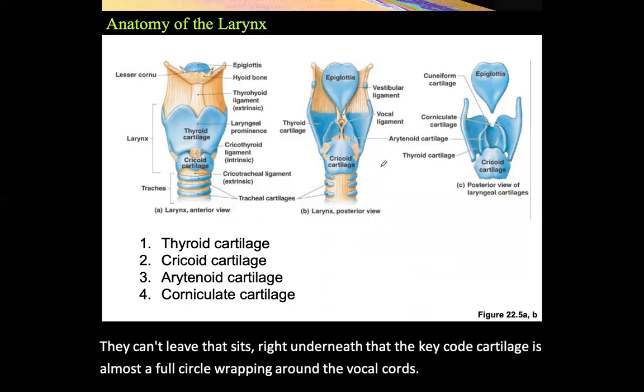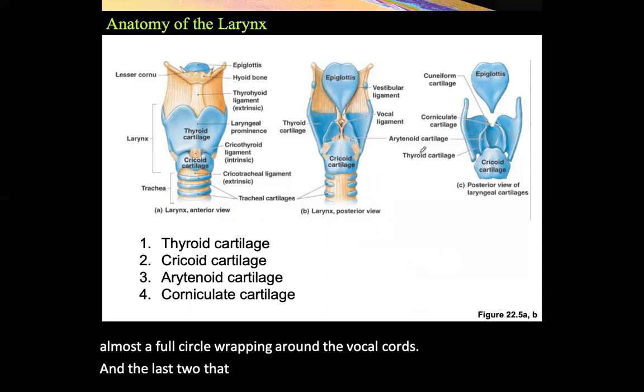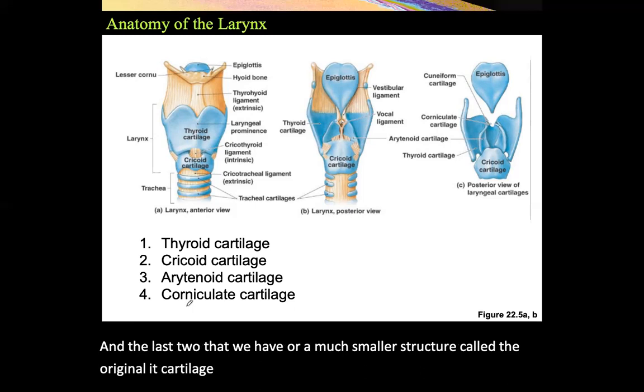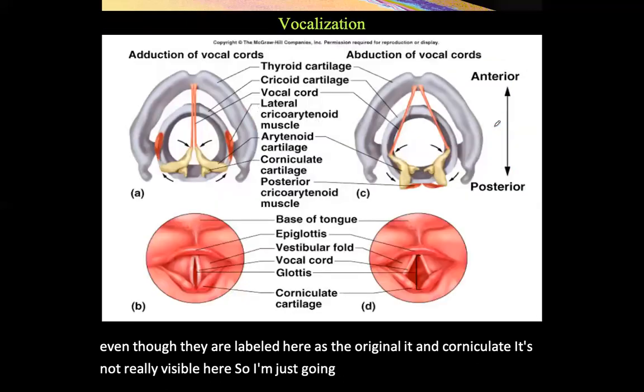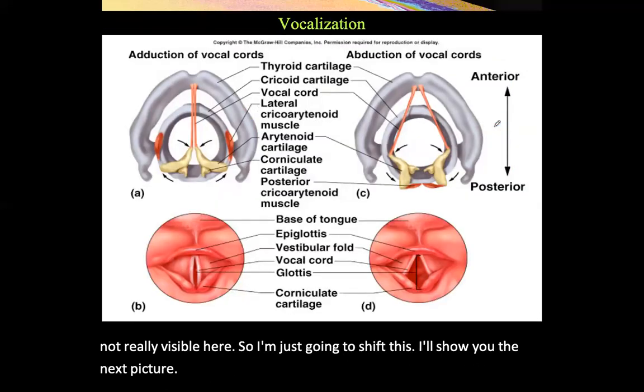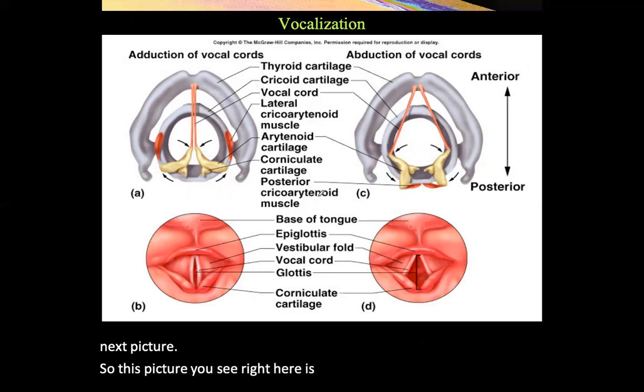And the last two that we have are a much smaller structure called the arytenoid cartilage and the corniculate cartilage. And you can really see, even though they are labeled here as the arytenoid and the corniculate, it's not really visible here. So I'm just going to shift this and show you the next picture. So this picture you see right here is the superior view of my voice box or my larynx.